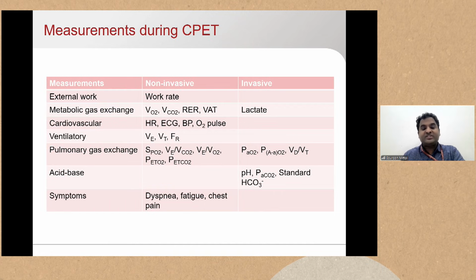So there are various protocols which can be used to increase this work rate during the exercise. Then the device measures metabolic gas exchange like VO2, VCO2. We will see what these are. Some cardiovascular parameters, some ventilatory parameters, some gas exchange parameters. If you are doing an ABG, then you have certain parameters which are coming from the ABG. And of course, we have to monitor the patient's symptoms during the test so that we do not let the patient have complications. So this is what is measured during cardiopulmonary exercise testing. We'll go through these parameters one by one and see what they actually are.